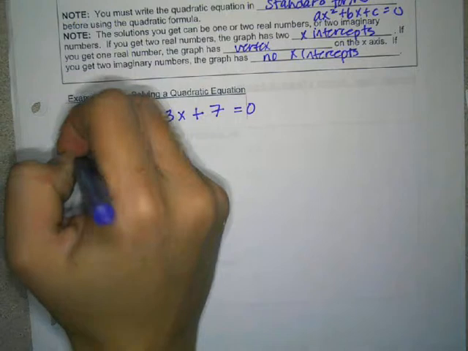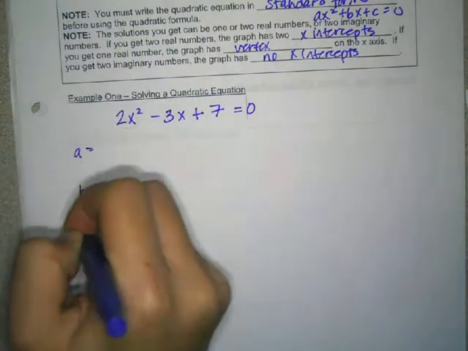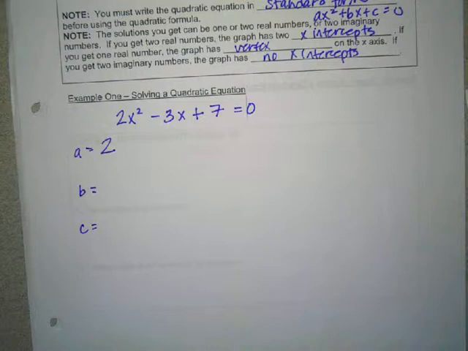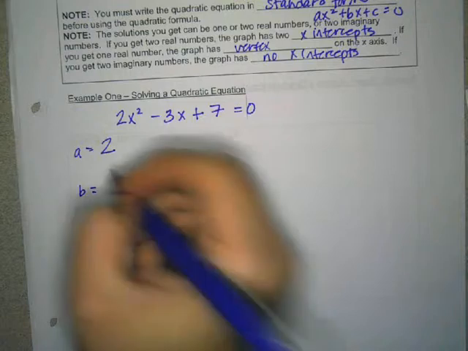So before we actually start plugging stuff in, I like us to plot the a, the b, and the c and write them off on the side, because then you don't have to keep looking back at the equation. Oh, sorry. First of all, you have to make sure this is in standard form. Is it? Yeah. If it's not, you have to get it in standard form. It is. So then we're going to label what the a, the b, and the c are. Jake, can you give me what the a value is? 2. The b value is? C value is?